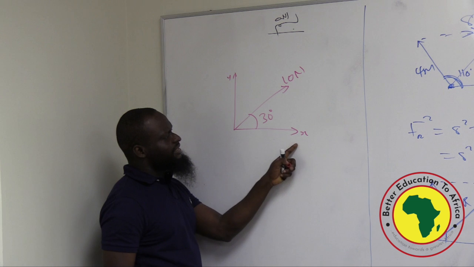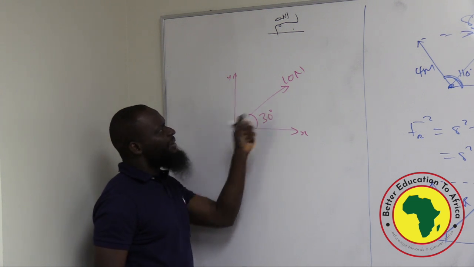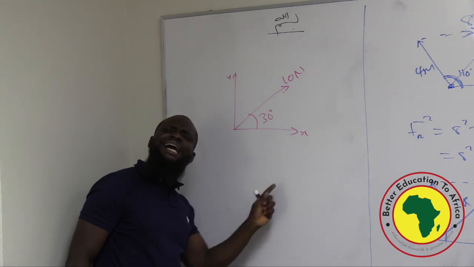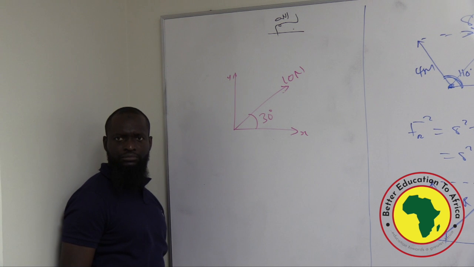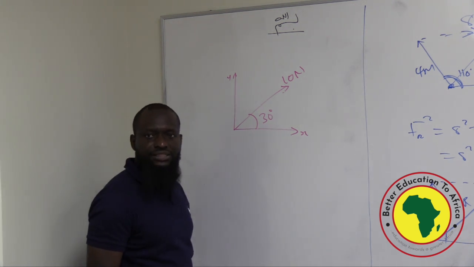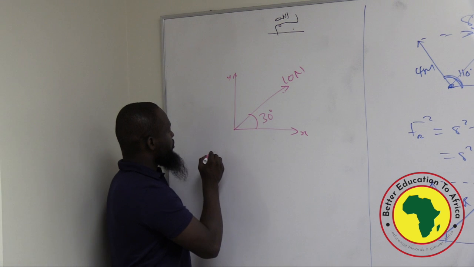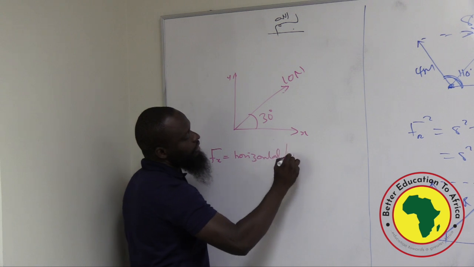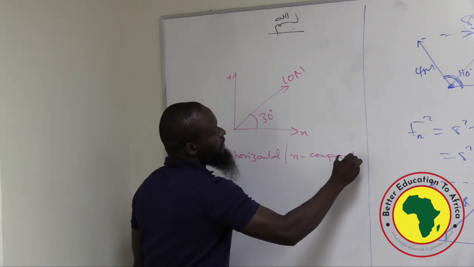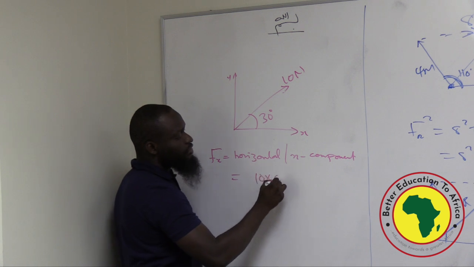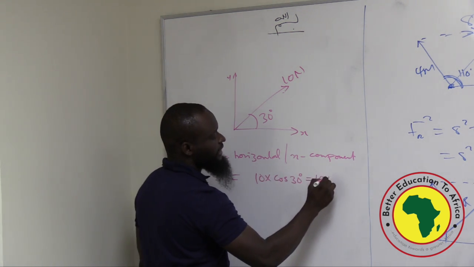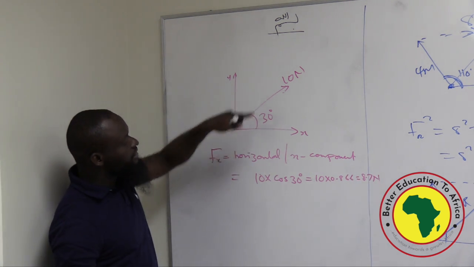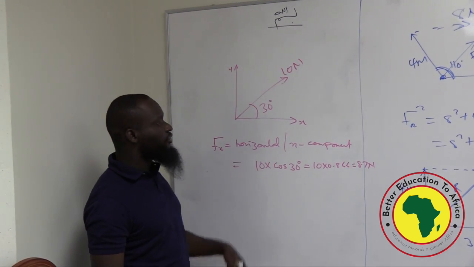Once you know the angle to the axis, this is the x-axis, this is the y-axis, I want to get the x and y components, the horizontal and vertical components of this. Which axis has the 30 degrees? The x or y? The x. So the one that has the angle will take a cosine. So my x component, I call Fx, the horizontal or x component of the force, will be 10 times cosine of the angle, cos 30 degrees. 10 times 0.866 gives us 8.7 newtons. So out of 10 newtons, 8.7 newtons is acting along the horizontal.